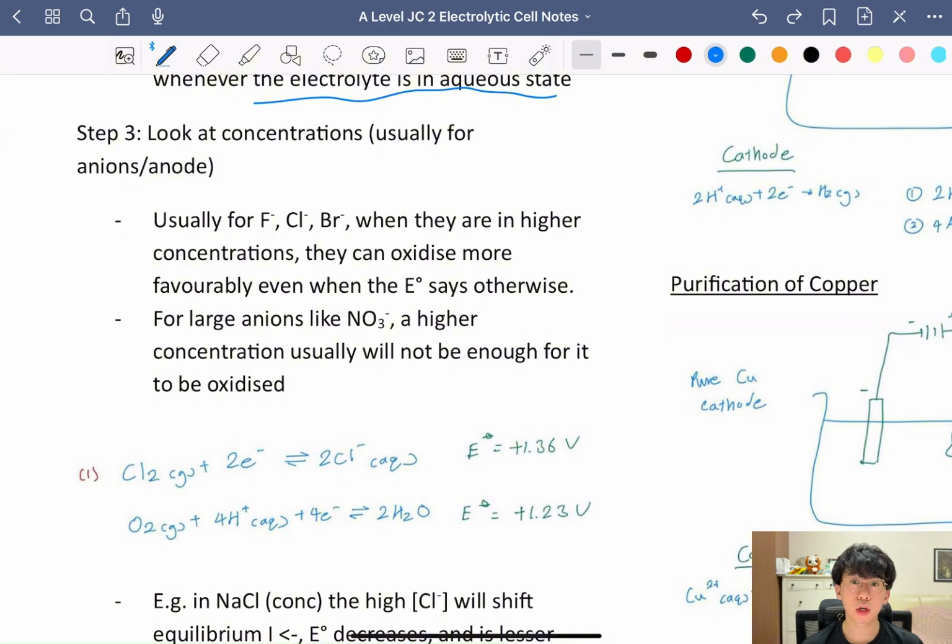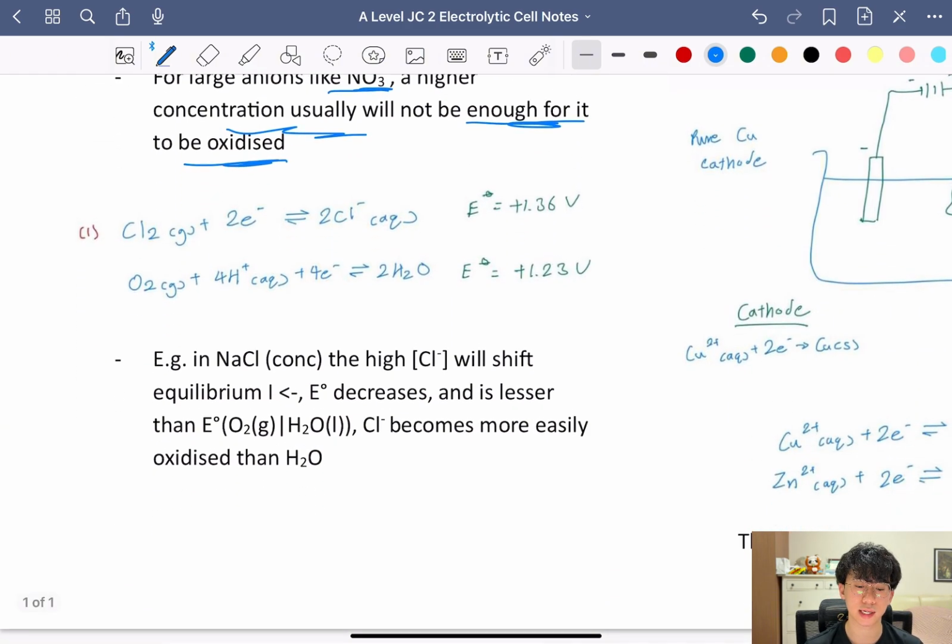Next step, you want to look at the concentrations. So this rule typically applies for your anions at the anode. Specifically, it's usually for F-, Cl-, or Br-. When they are in higher concentrations, they would usually oxidize more favorably compared to H2O, even though the E0 would say otherwise. And do take note that for large anions like your NO3- or your SO4 2-, a higher concentration usually is not enough for it to be oxidized, and usually water would be more favorably oxidized in this case. So let's take a look at this example over here.